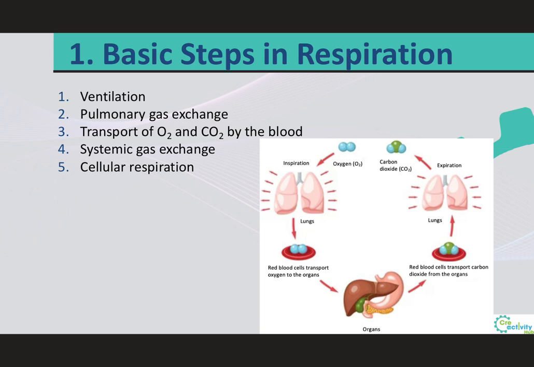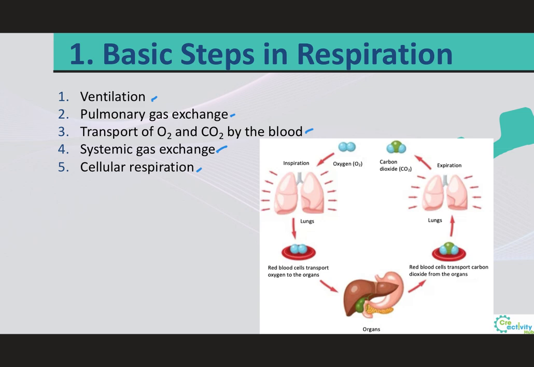We have ventilation, pulmonary gas exchange, transport of oxygen and carbon dioxide by the blood, systemic gas exchange, which basically means that it's going to the systemic circuit, and cellular respiration.